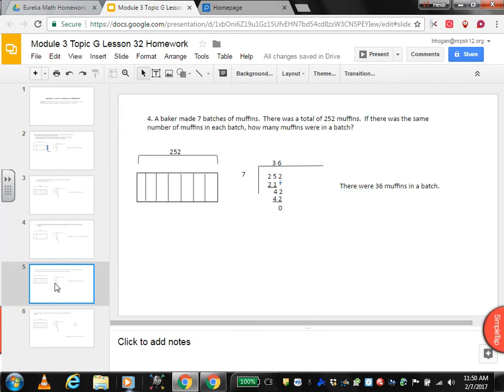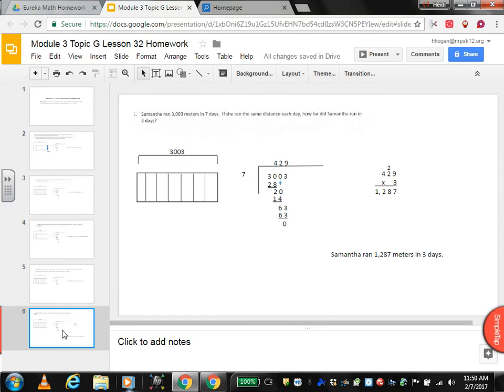A baker baked 7 batches of muffins. There was a total of 252 muffins. If there was the same number of muffins in each batch, how many muffins were in a batch? So 252 divided by 7. 7 times 3 is 21. 25 minus 21 is 4. Bring down our ones place. 42 divided by 7 is 6. 6 times 7 is 42. So there were 36 muffins in a batch.